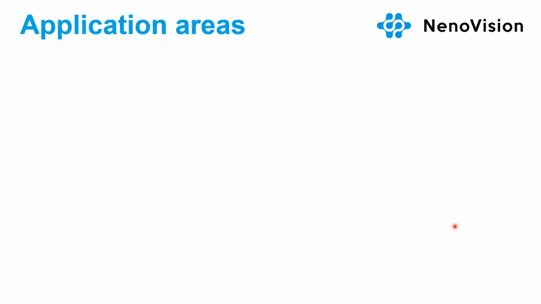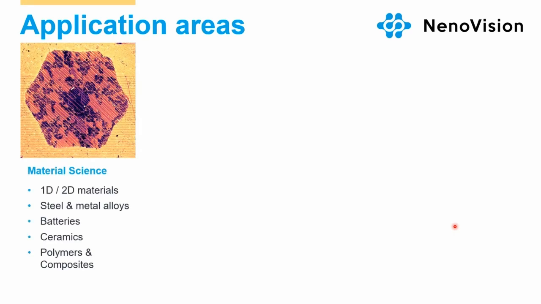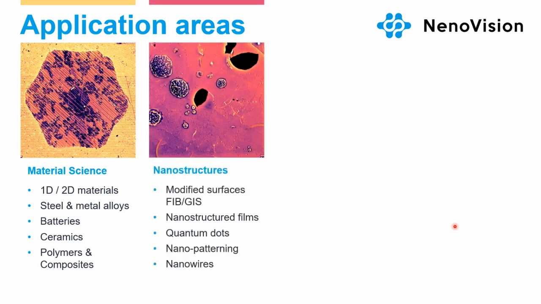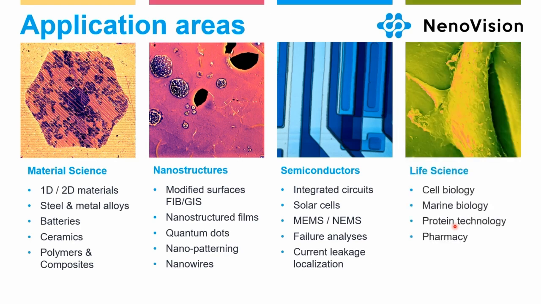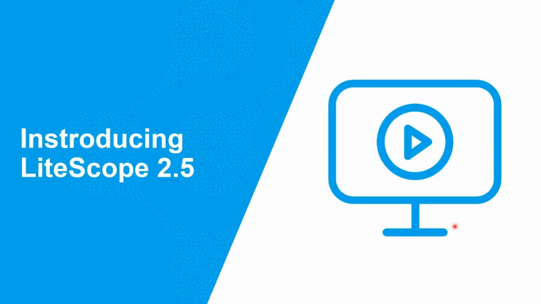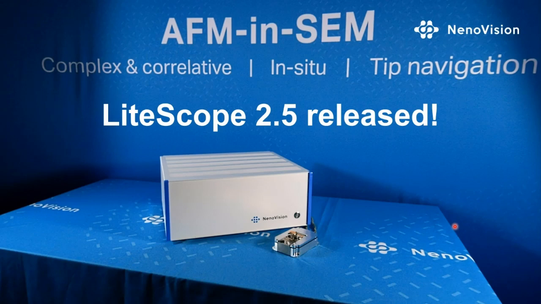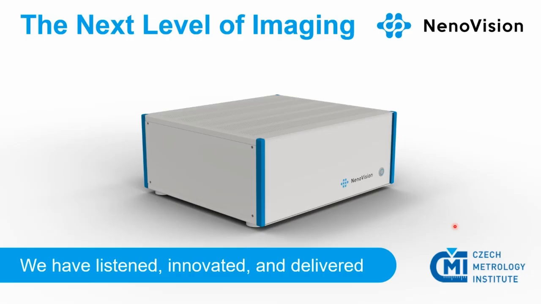So what are the application areas? The key one, the first of them, is material science, of course, for 2D materials, batteries in these days. But we can analyze different nanostructures or quantum dots. It's very useful for semiconductor applications, R&D or failure analysis, and it's also extending into applications for the life sciences. So with that, I'm very thrilled and happy to introduce our new LiteScope 2.5, which was released something like 1 month ago. And I'm happy to share the new insights about it.